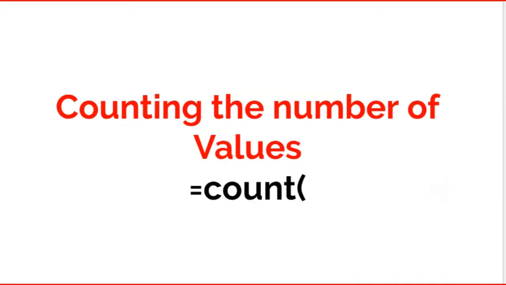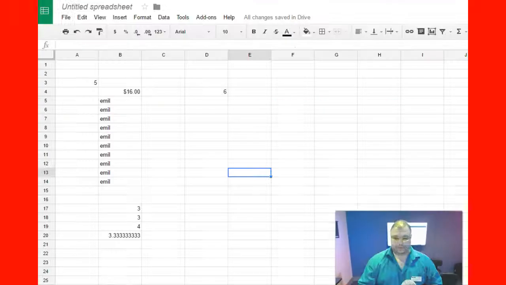Another cool one is called counting the number of values, and the formula is equals count, open parentheses. That's where you put the range in, then close parentheses. So you can use this to find not what the sum of the values is, but how many values, the number of values you have in a given range, right? So you can pull an entire spreadsheet. Actually, it's probably best for me to show you this one.